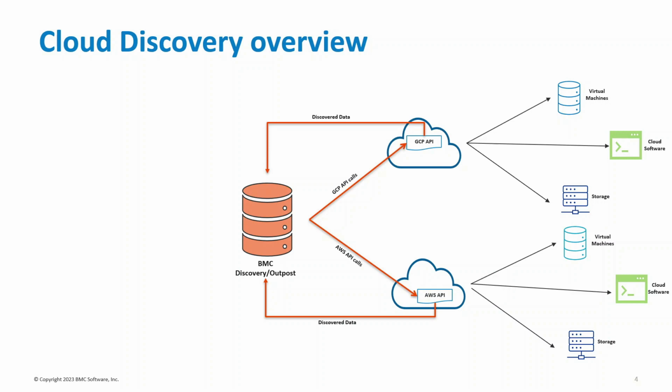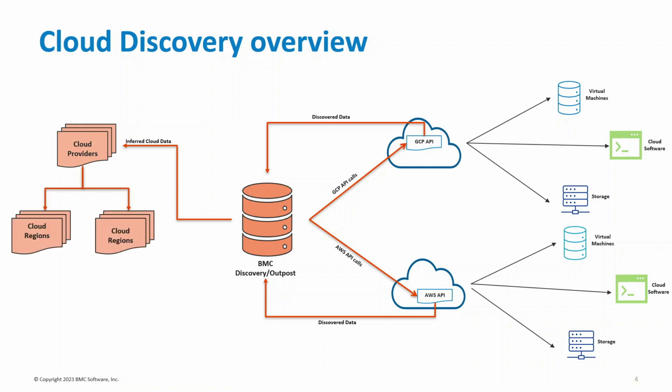This data is referred to as DDD or directly discovered data. This DDD is then inferred in this format. On the top, there will be the cloud provider. Then the cloud regions will be followed by the cloud services. This model is common for all the cloud providers. It doesn't matter whether you're scanning AWS, Azure, or GCP.